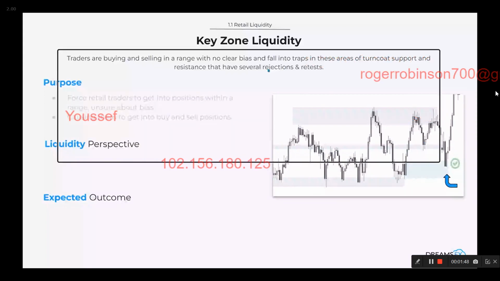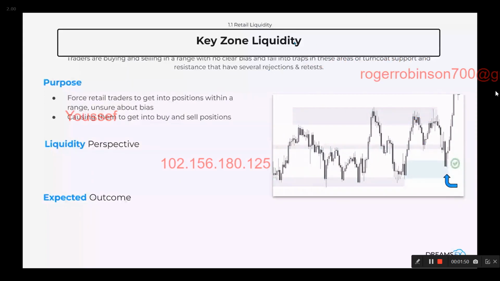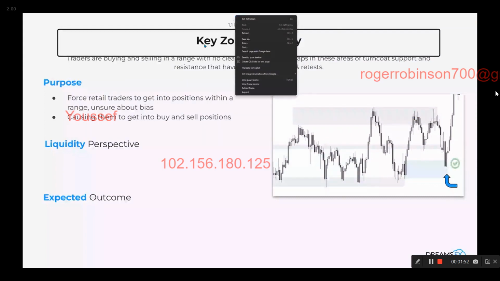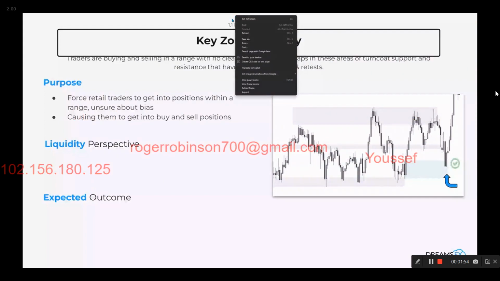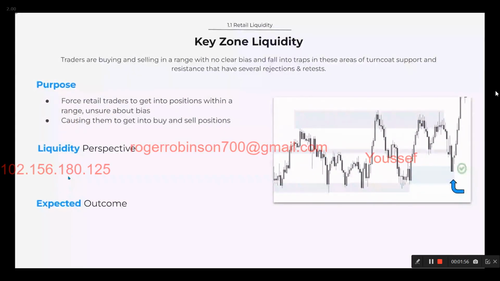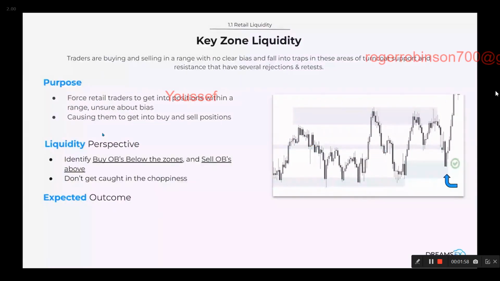So the purpose is we are looking specifically for retail traders to get positions within the range, unsure of their bias, right? So it's causing them to be in both buys and sells because they don't know which direction the market's going. How do we view this? It's going to be based on the liquidity perspective. We identify bullish or buy order blocks below these zones and sell order blocks above.